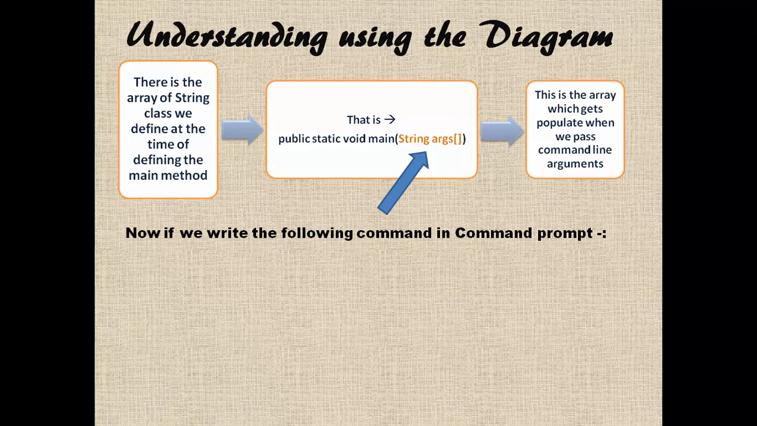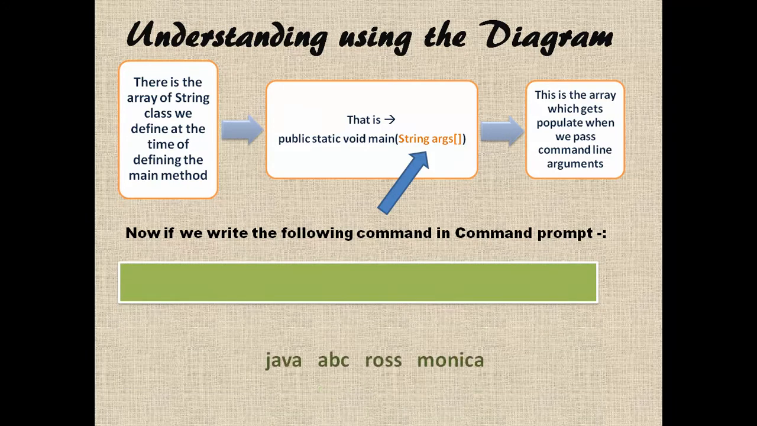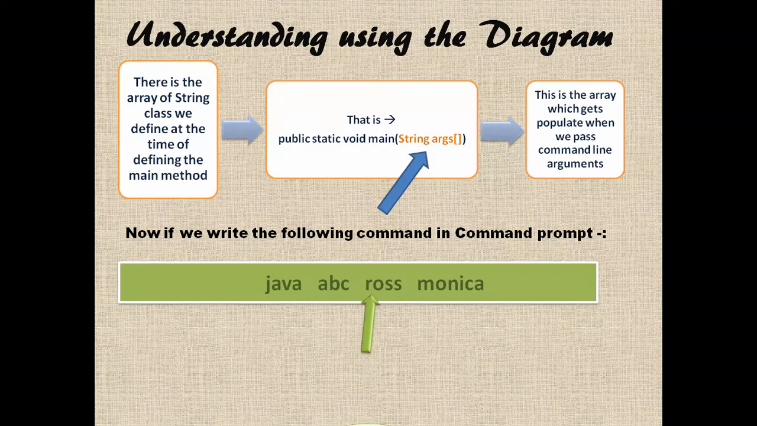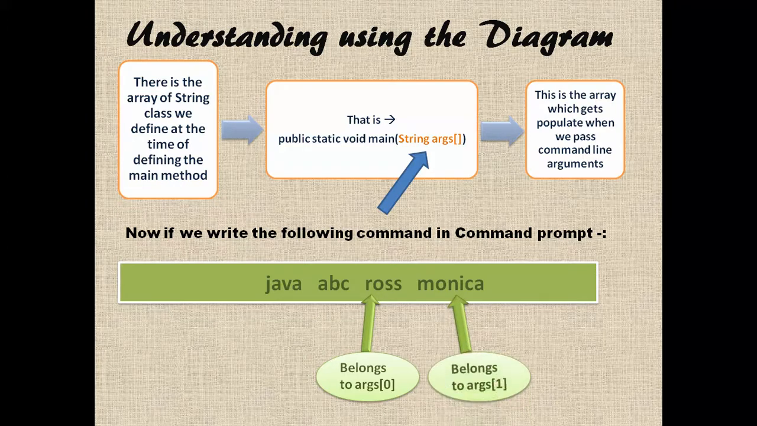Now if we write the whole command in command prompt, that is java abc, that is the name of class containing the main method, ross and then monica. So the ross string belongs to args[0] and the monica string belongs to args[1].